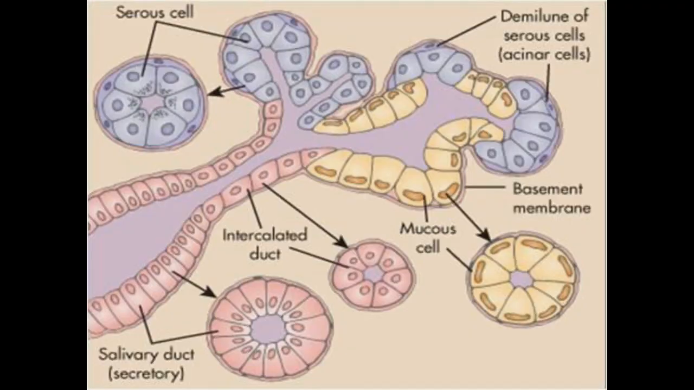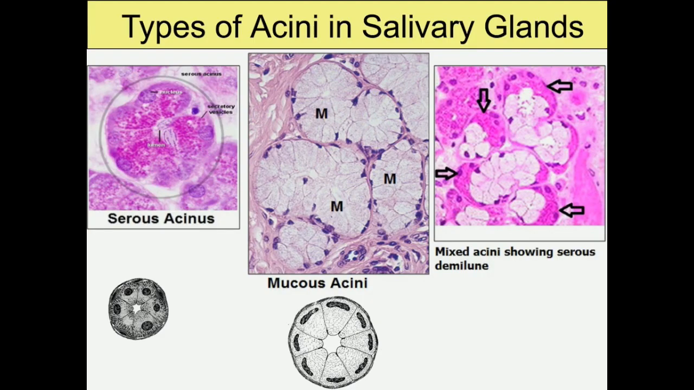Concerning the parenchyma, it is formed of the secretory cells, either serous or mucus, and these cells will pour their secretion into the second component of the parenchyma, which is the ducts. So we have acini, secretory acini, and we have ducts in the parenchyma. We have three types of acini in the salivary glands. We have the serous acinus, mucus acinus, and the mucoserous acinus.